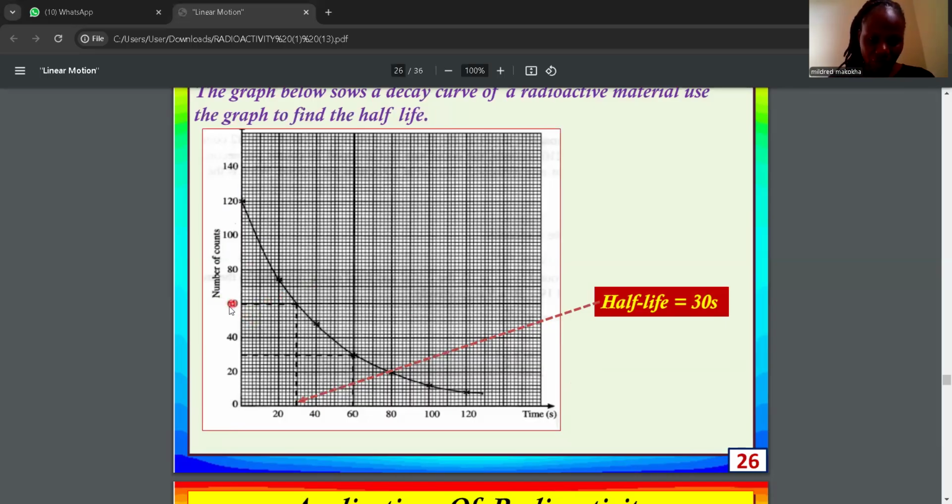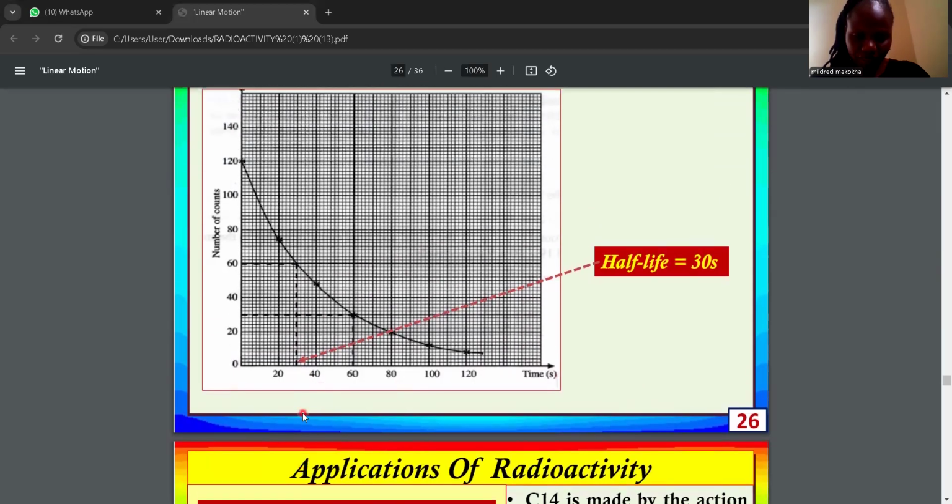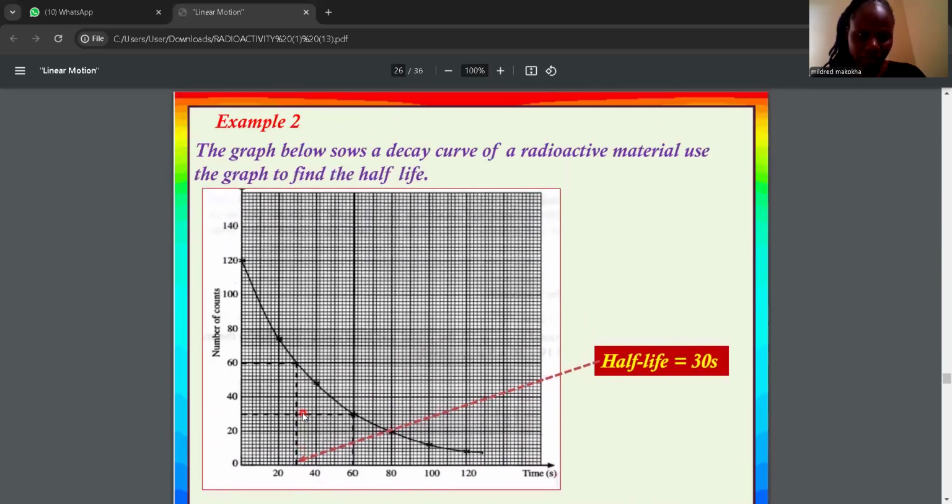So we can draw a horizontal line at 60 to meet this curve, then drop a line down to meet the time scale. And you notice that the half-life is actually 30 seconds. Do as many examples as possible.